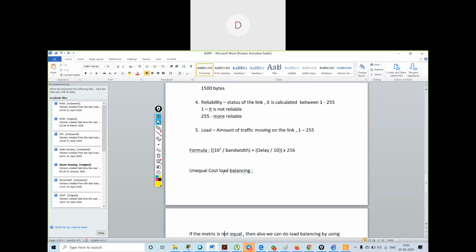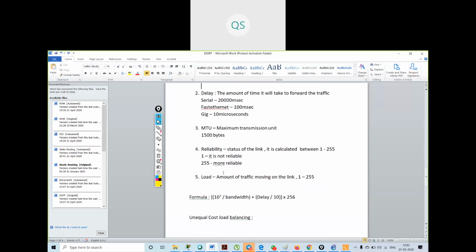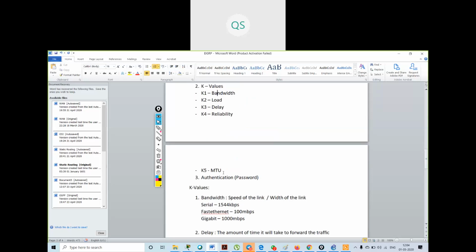Then the last one is load. Load is the amount of traffic that is moving on the link. What is the amount of traffic that is moving on the link? It can be given between 1 to 255. Understood? The K values. Yes.